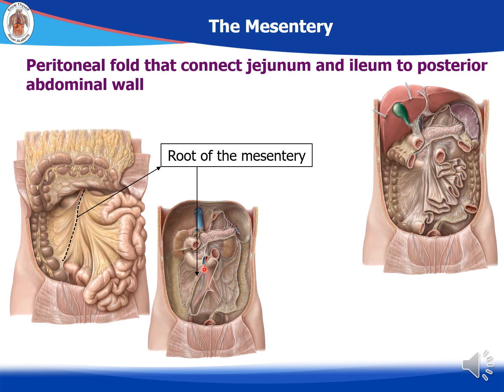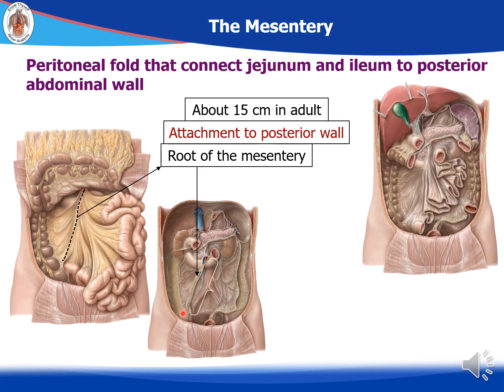This is cut off, and you can see the cut margin of the mesentery, and this is the root. At this point, this was attached. So it's an oblique line extending from here to here. This attachment is about 15 centimeter long in case of adult male, and you can see this is running to the border of the small intestine. It's about 20 centimeter long in case of adult male.